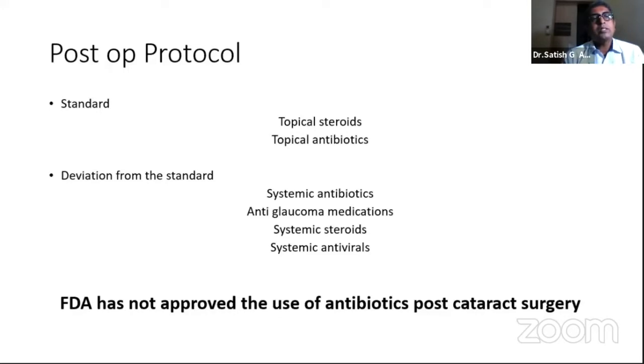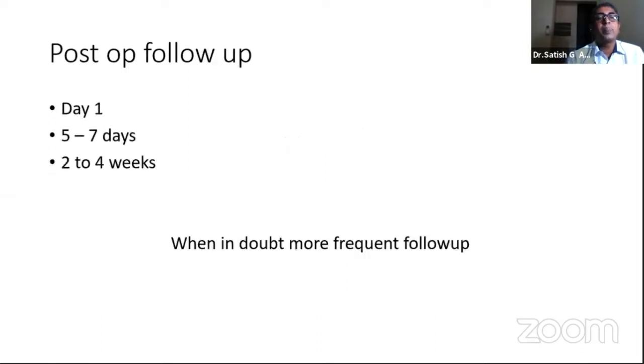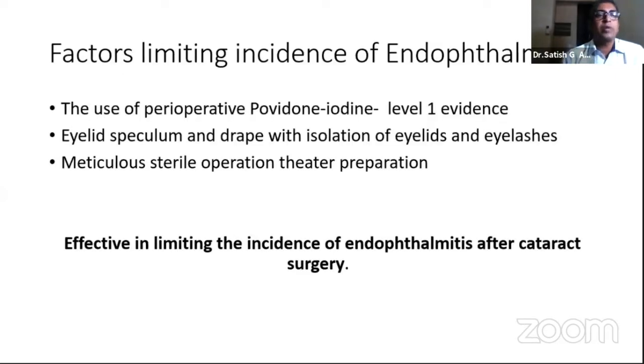Now, if you look at the standard post-op protocol, which is generally followed, we use topical steroids post cataract surgery and topical antibiotics for some period of time. Sometimes there are patients who have been treated with systemic antibiotics and other medications. But ideally, post-operative antibiotics are not approved for cataract surgery. The standard follow-up protocol the majority of us follow is day 1, day 5 to 7 for the second visit, and 2 to 4 weeks later. And when in doubt, we ask them to call for a more frequent follow-up.